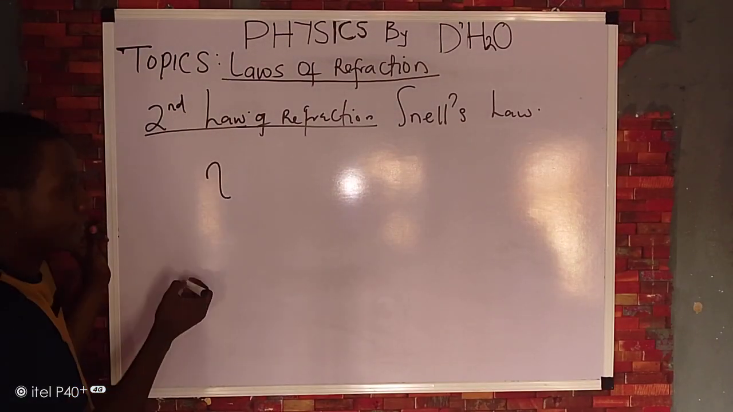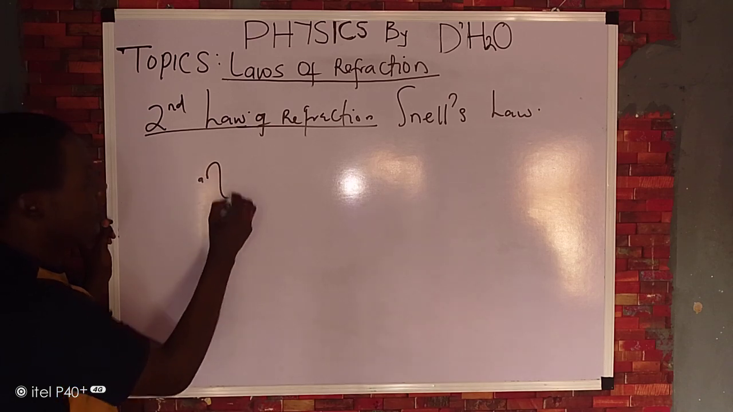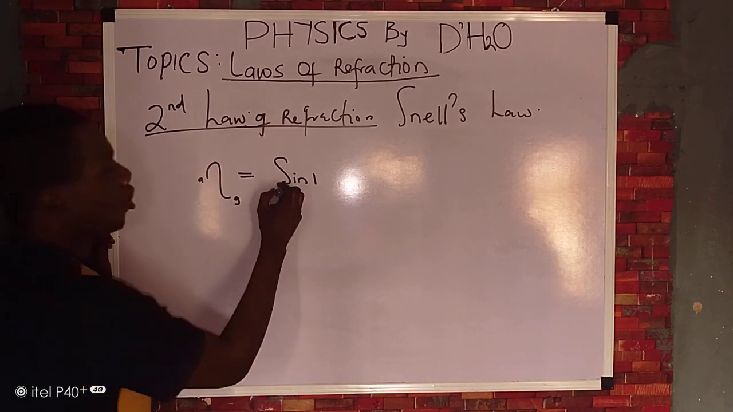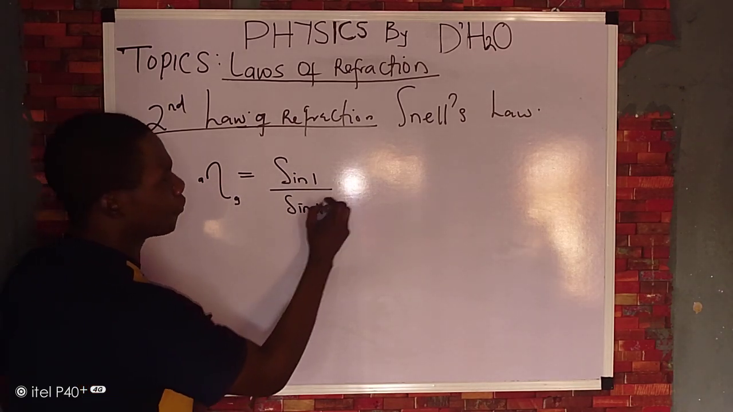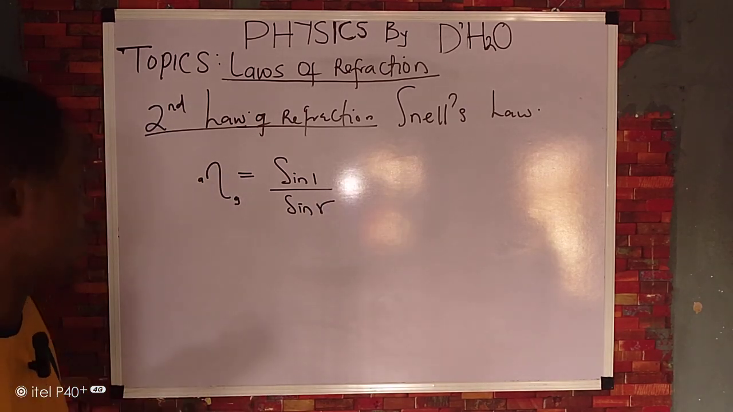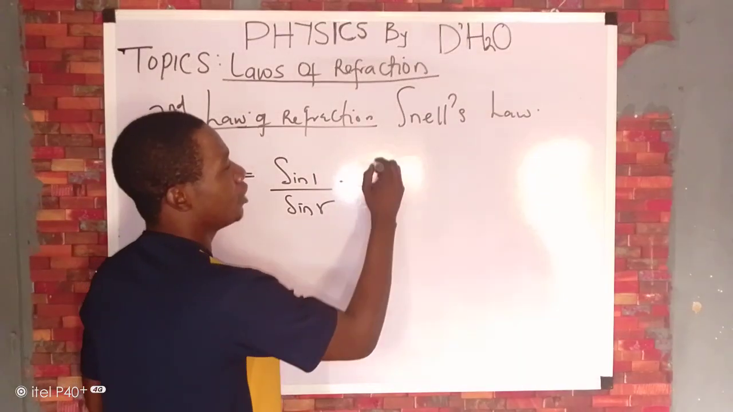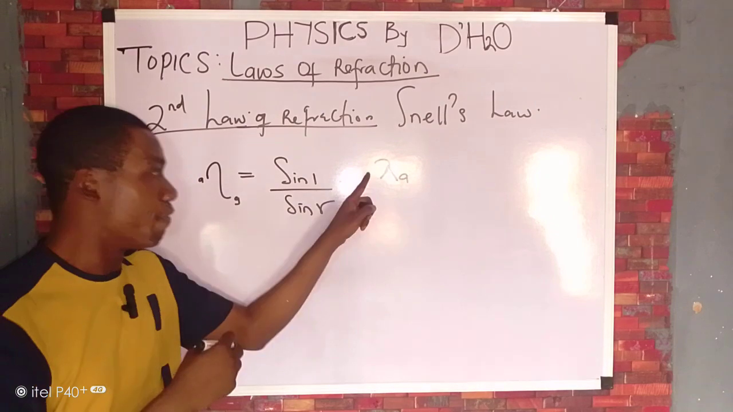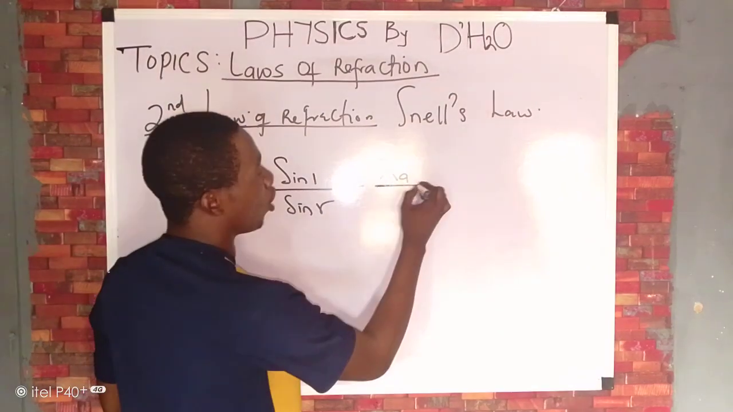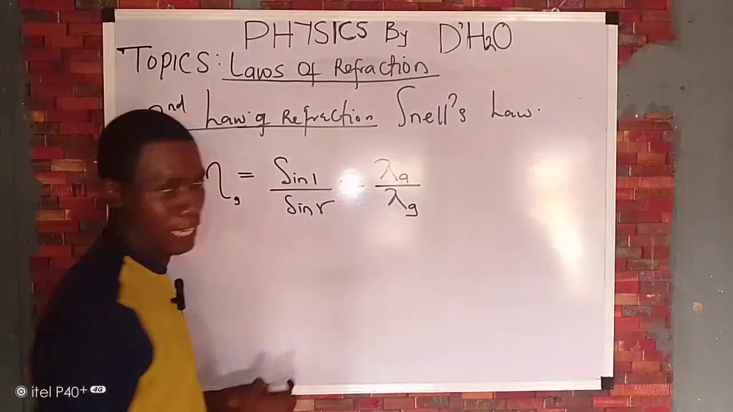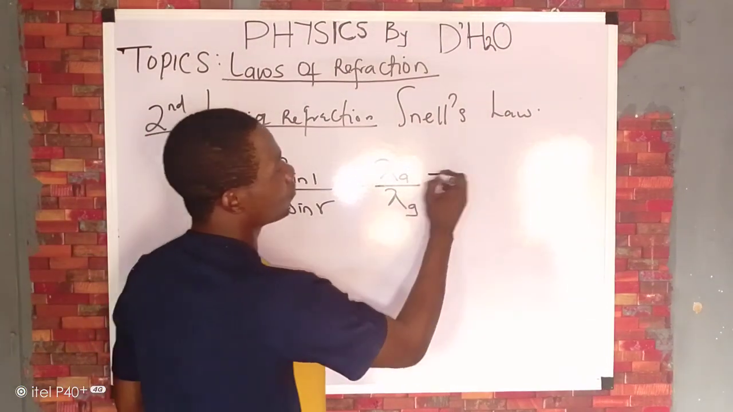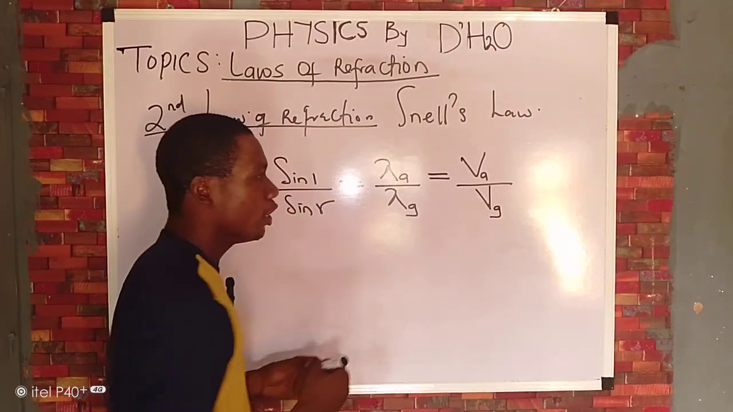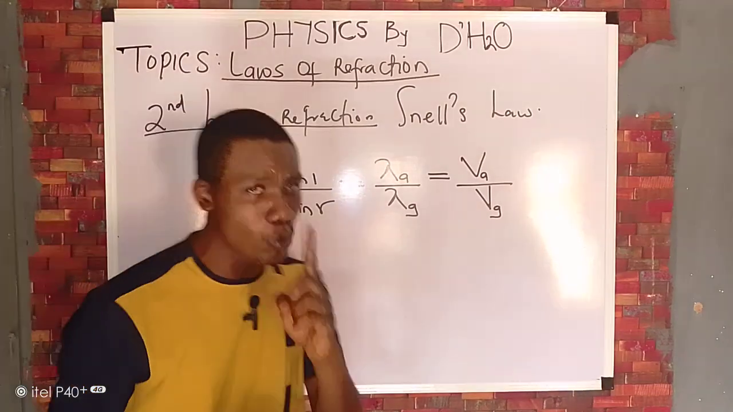Our refractive index, which will be from air to glass, will be the sine of the angle of incidence in the air, all over the sine of the angle of refraction, which will now be in our glass. Then you can also have the wavelength of the light in air over the wavelength in glass. Or you can further have the speed of light in air over the speed of light in glass. The only variation you will not get is frequency.